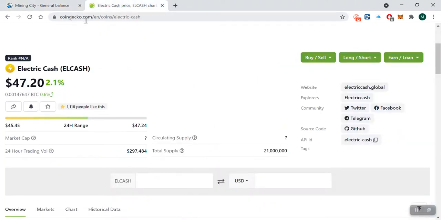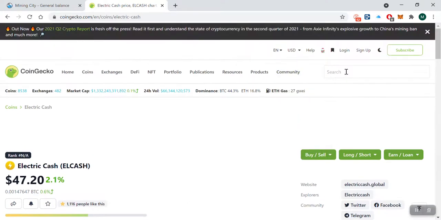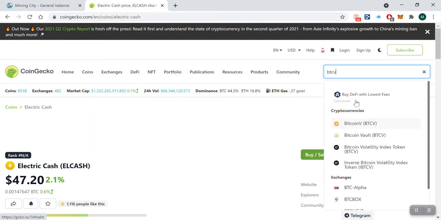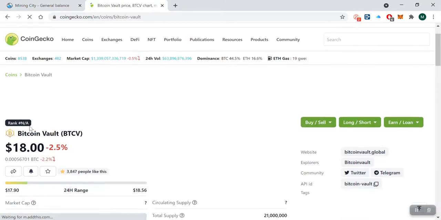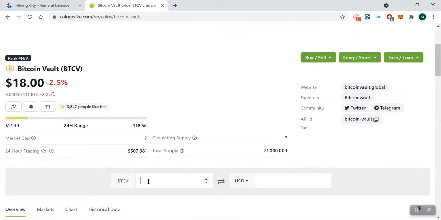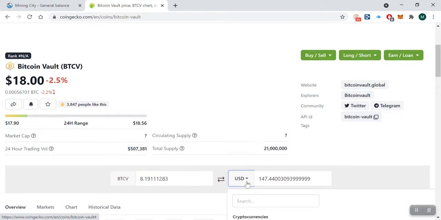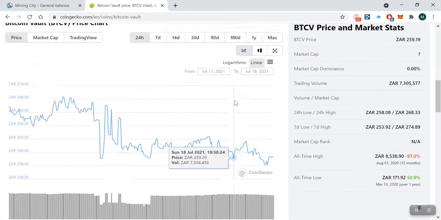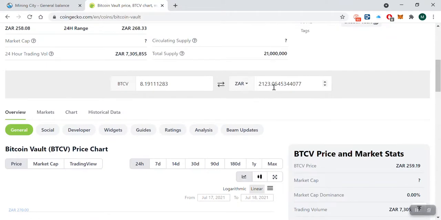a website called coingecko.com. In this website, when you go up there, you can search for Bitcoin Vault, BTCV, Bitcoin Vault. There you can see, don't choose that first one, it's Bitcoin V. You're looking for Bitcoin Vault with that Bitcoin Vault sign. I'll click on there. It shows me the Bitcoin Vault and the value of Bitcoin Vault. When I paste the amount of Bitcoin Vaults I have there, you will see there is $147. If I click on that arrow there, I scroll down and I'm going to choose South African Rand. Then it will tell me that those Bitcoin Vaults are worth 2,000 rands.